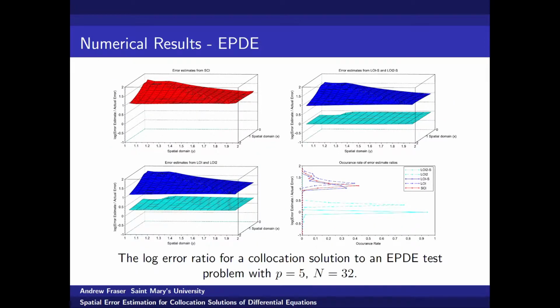Here in the EPDE problem class, our plots look a bit different. In the top left, we see the error estimates on each subrectangle across the spatial domains from the SCI. In the bottom left, we see that for the LOI and LOI2. The top right, the LOI and LOI2 scaled versions. And in the bottom right, we have once again that occurrence rate plot.